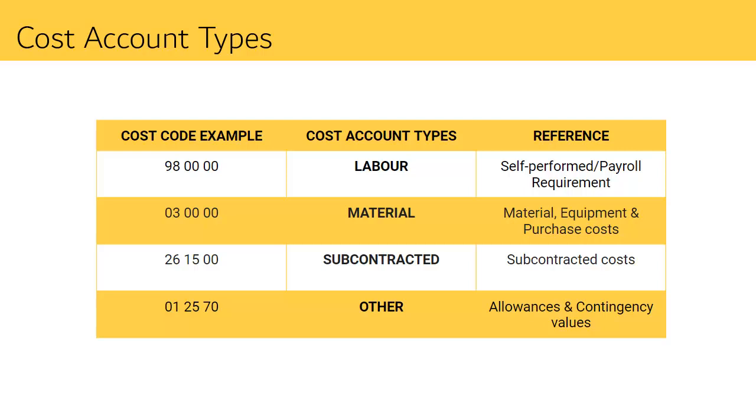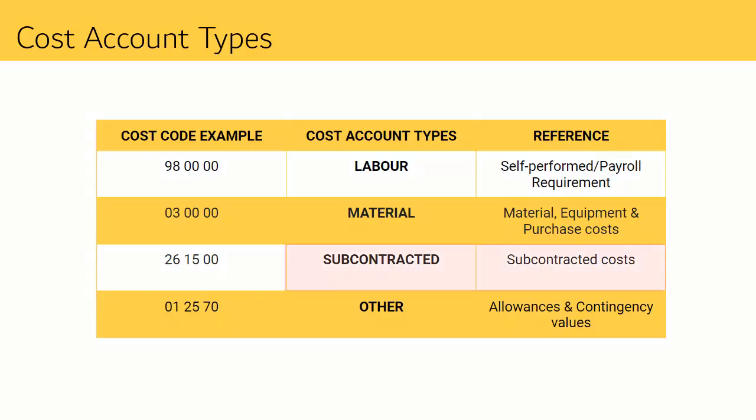Cost account types need to be thought through when coding the estimate. The available cost codes are labor, material, subcontracted, and other. The same cost codes can be used multiple times with the different cost account types. Typically, the estimators assign cost account types when they're preparing the estimate. The project team can then decide to change the cost code types as they code it.